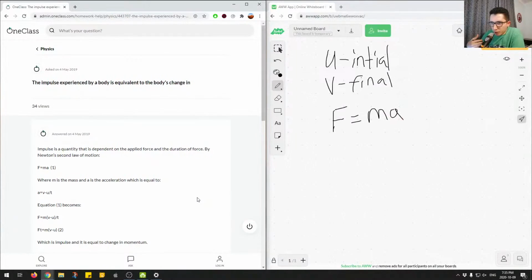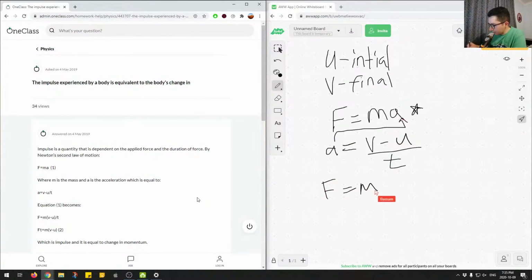And then we can use the definition of acceleration and substitute it into the equation over here. So for acceleration, we know that it's final speed minus initial speed over time, and we're going to substitute this into here. So F equals m (v minus u) over t, and this will help us. This kind of derivation will help us explain what the impulse experienced by a body is equivalent to. The body's change in what?